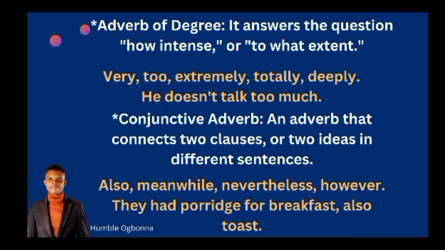And the last one here is conjunctive adverb. This is an adverb that connects two clauses or two ideas in different sentences. Examples are also, meanwhile, nevertheless, however. Sentence: they had porridge for breakfast, also toast. So the word also here serves as a conjunctive adverb. So these are the types of adverbs that we have.